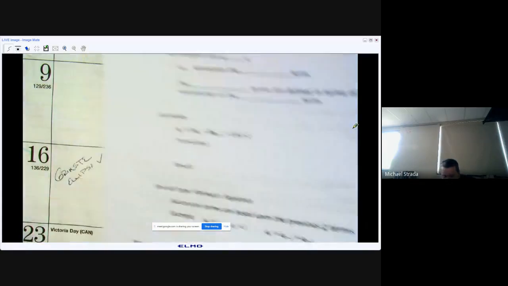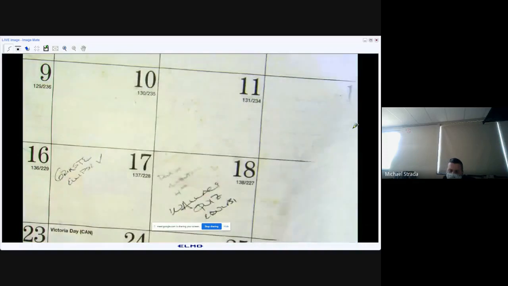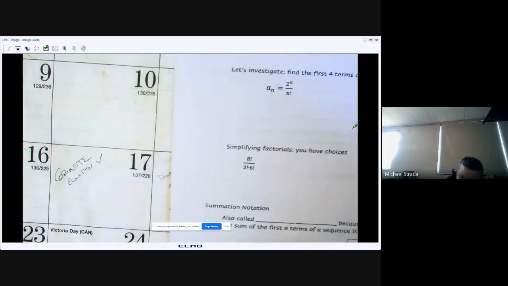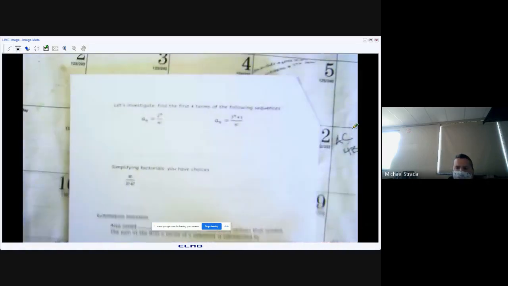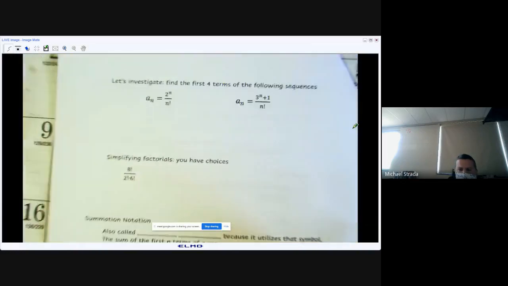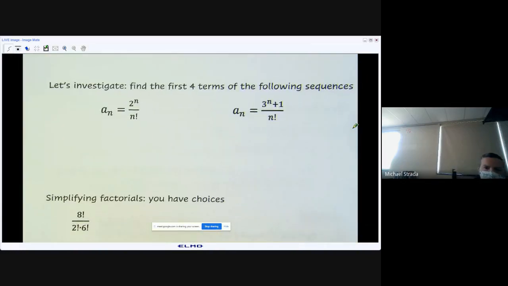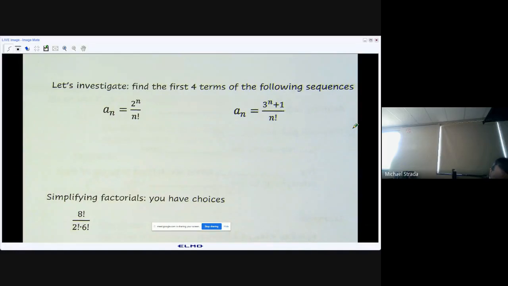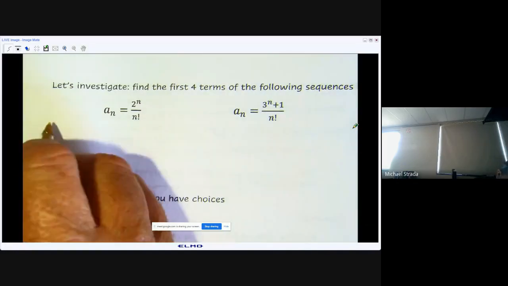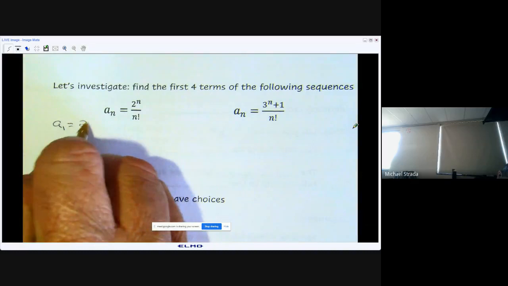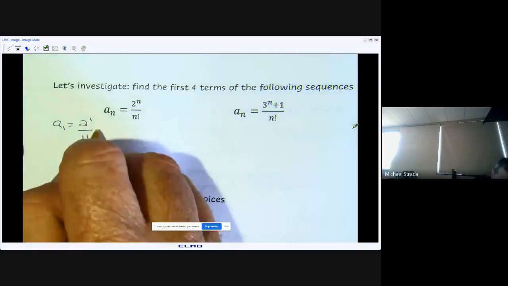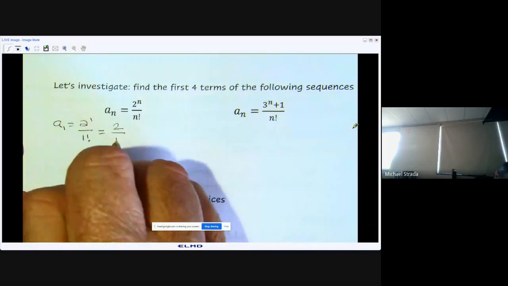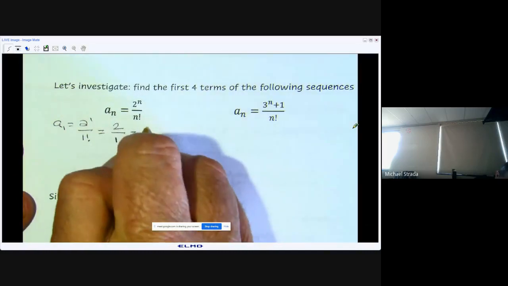All right, now, find the first 4 terms of the following sequences. So the one on the left, a sub n equals 2 to the n over n factorial. A sub 1 would equal 2 to the 1 over 1 factorial. 2 to the 1 is, of course, 2. 1 factorial would be 1. 2 divided by 1 is 2.